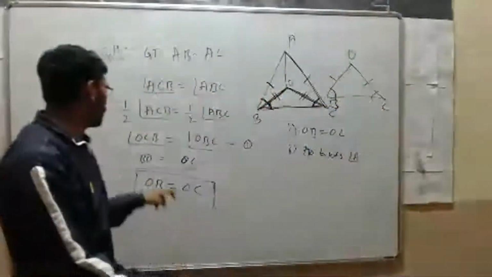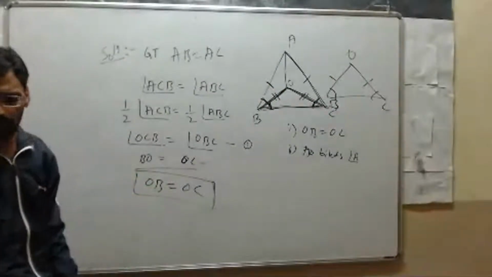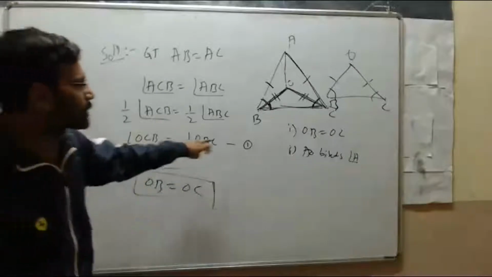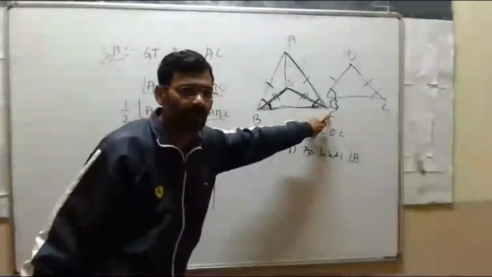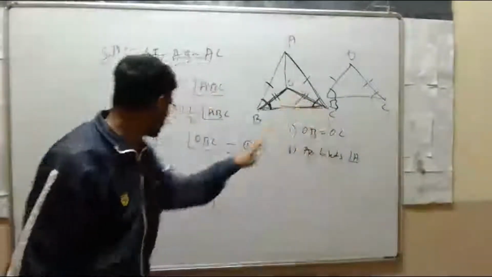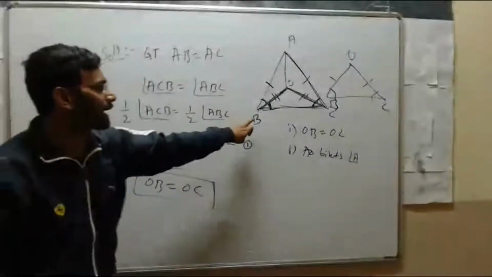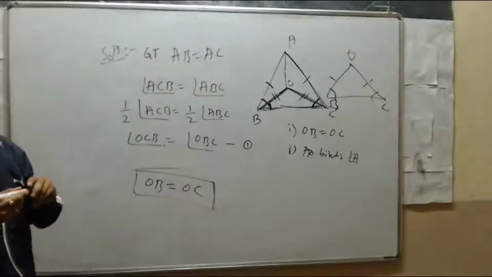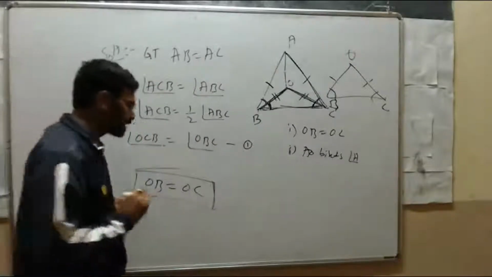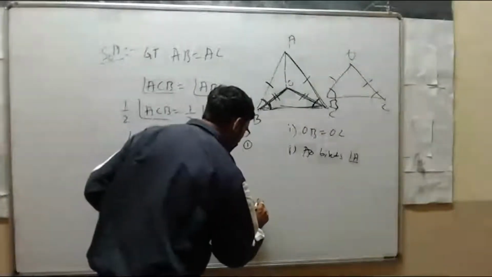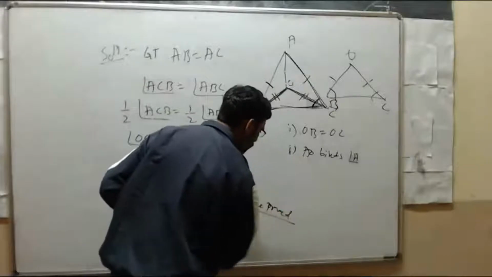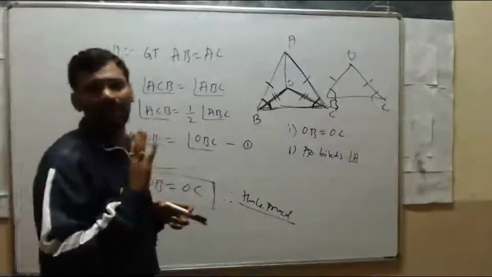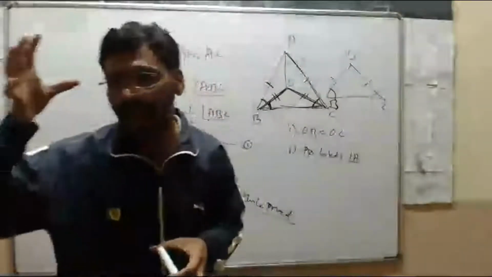Therefore, what will happen? OB equals OC. The opposite side of angle C is OB, equal to the opposite side of angle B, which is OC. Therefore OB equals OC, hence proved. Now the second thing to prove: AO bisects angle A.